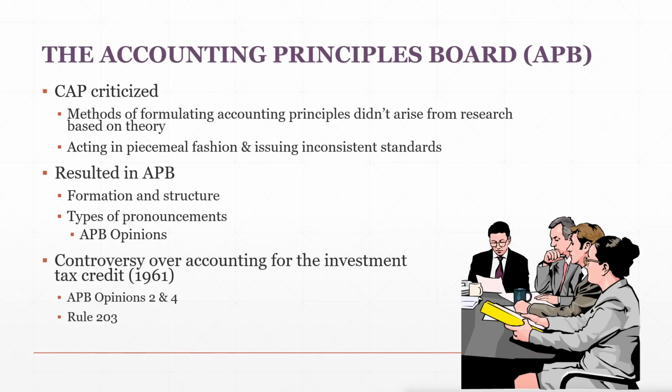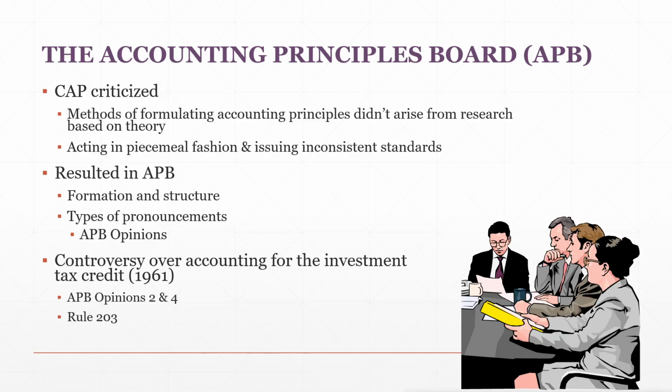The Committee on Accounting Procedure was criticized by CAP. Its methods of formulating accounting principles didn't arise from research based on theory, and acting in piecemeal fashion and issuing inconsistent standards were the main criticisms. This resulted in the formation of the Accounting Principles Board, and they formed APB opinions.